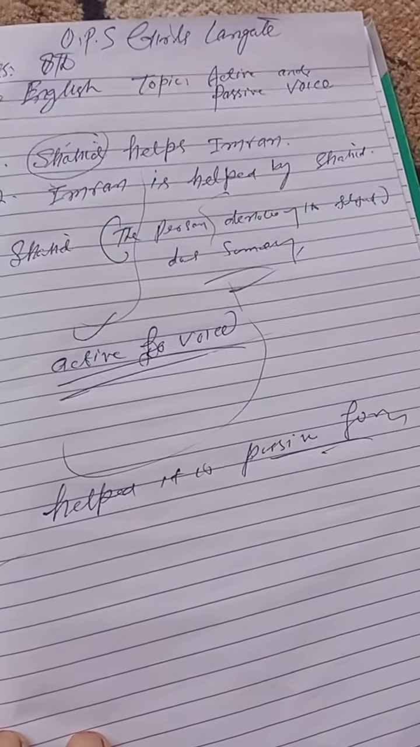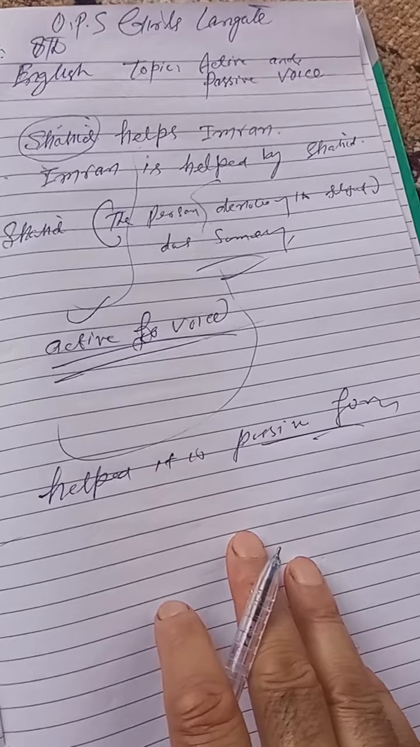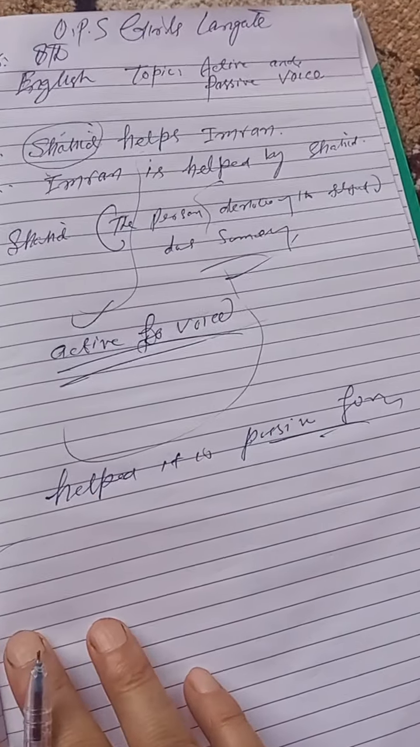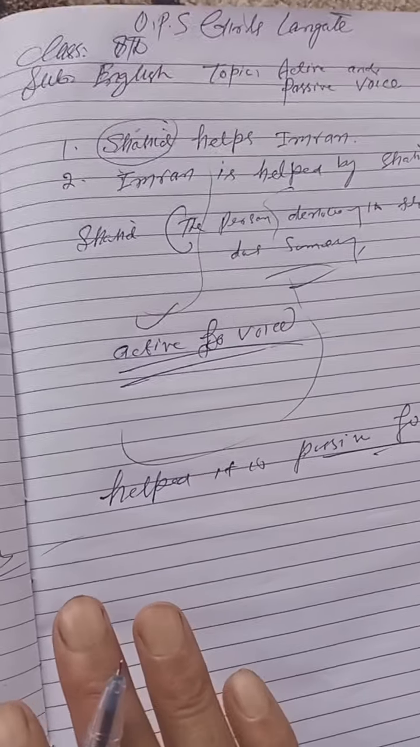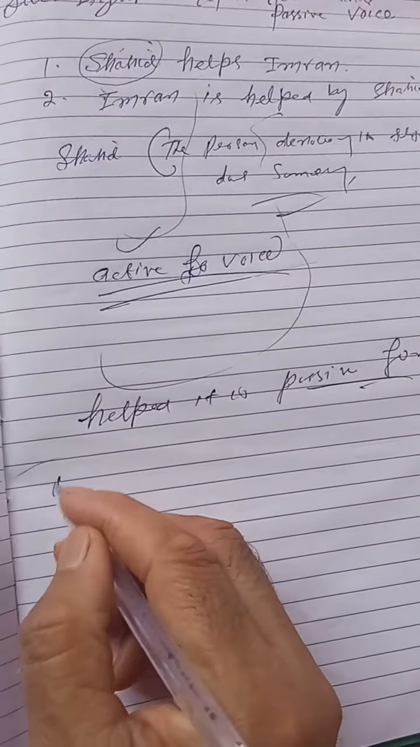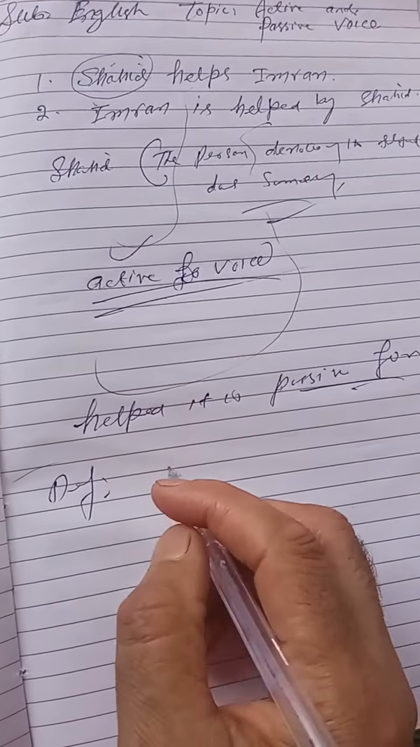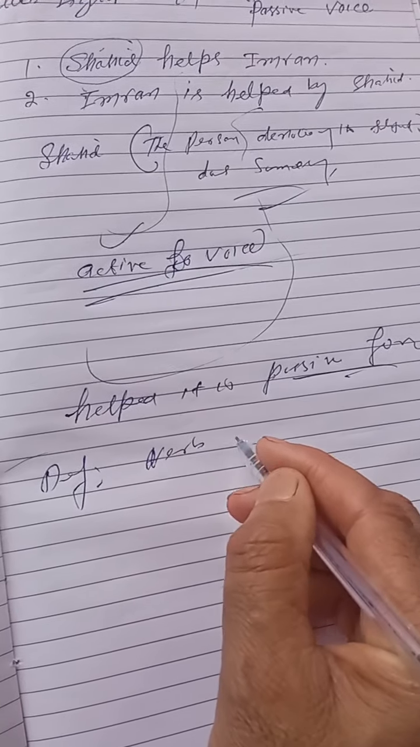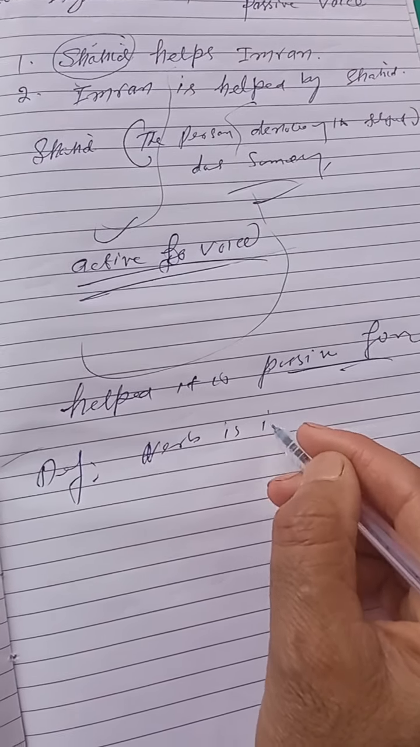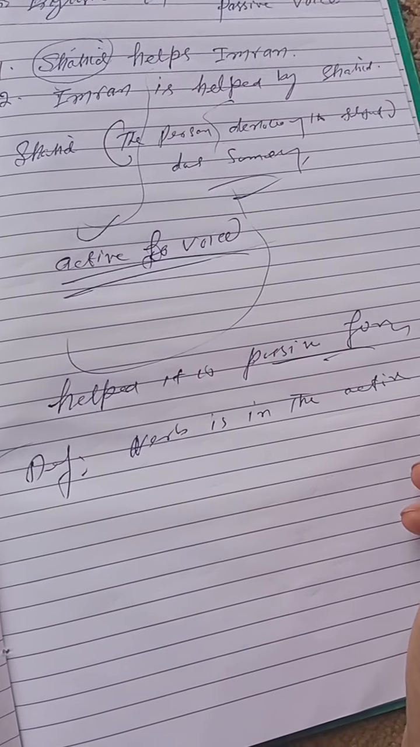In the second sentence, the form of the verb shows that something is done to the person denoted by the subject. Now let's write the definition. The verb is in the active voice when its form shows that the person or thing denoted by the subject does something, or is the doer of the action.